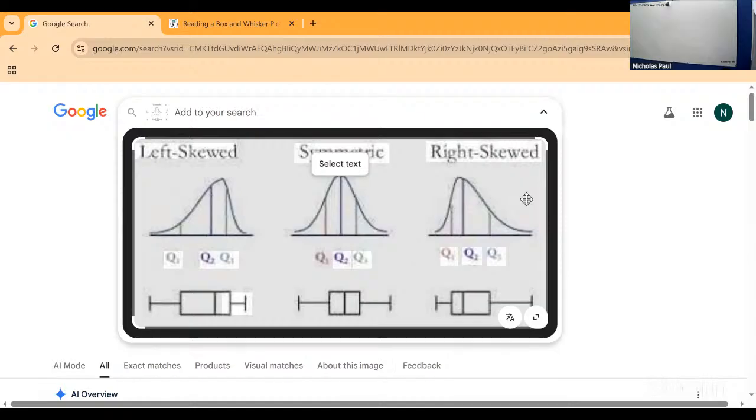Look back at it, please. But check again example two. We just want to know if it's left skewed, symmetrical, or right skewed.